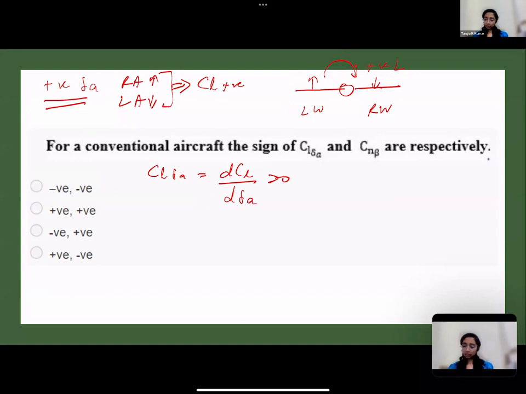Yes. Now let's look at CN beta. It's dCN by d beta. The first one was a control derivative. This is a stability derivative. Okay. So this is positive beta. Correct? Does this produce positive or negative yaw?